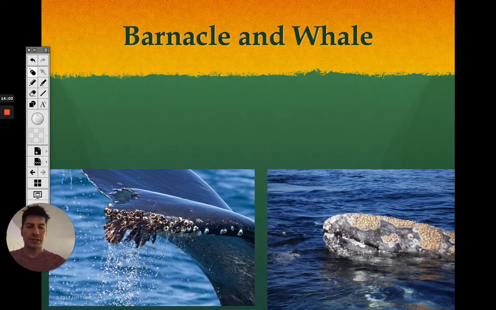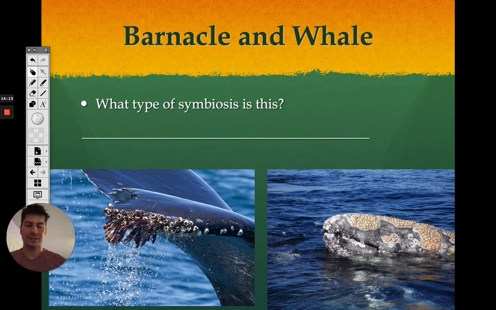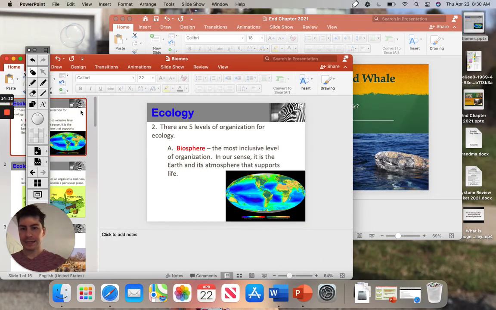Barnacles and whales. So you would think this would harm the whale, but it actually doesn't. It doesn't harm the whale at all. The barnacles get a nice ride, and the whales are completely fine. So if you ever see a whale with barnacles on it, it's not a big deal. It's not parasitism. Okay, so last thing I got to go over today with you guys is the biomes.